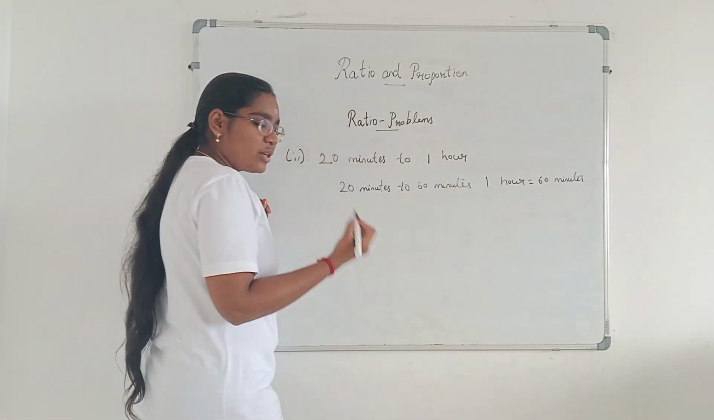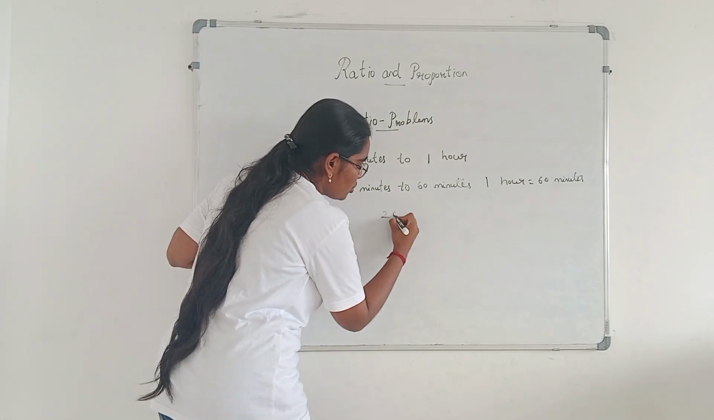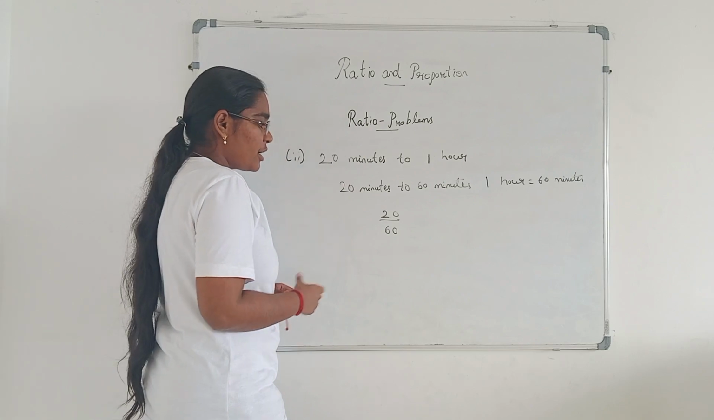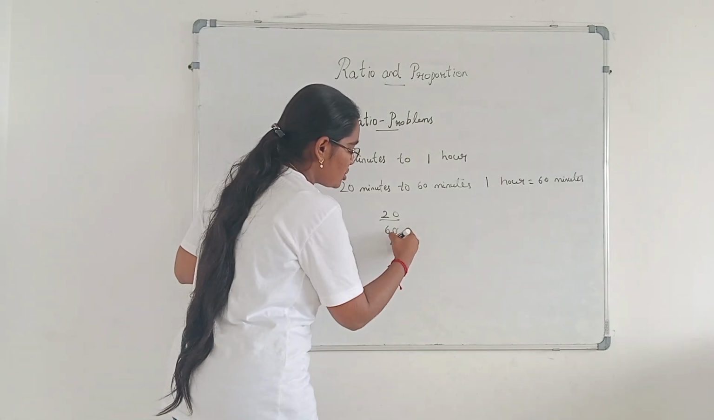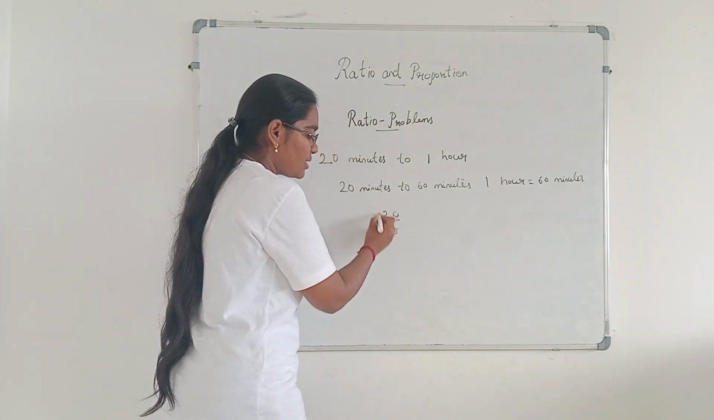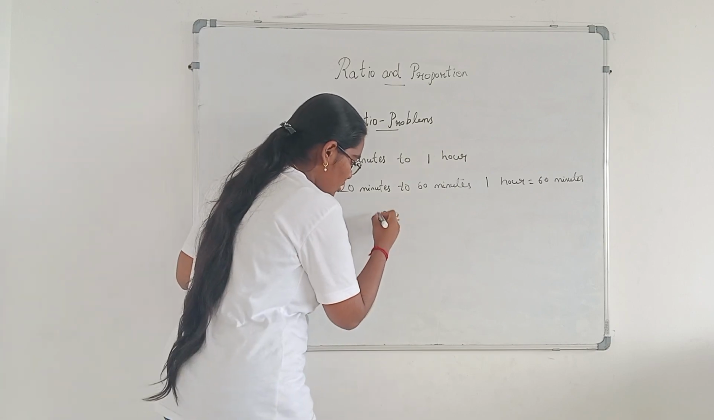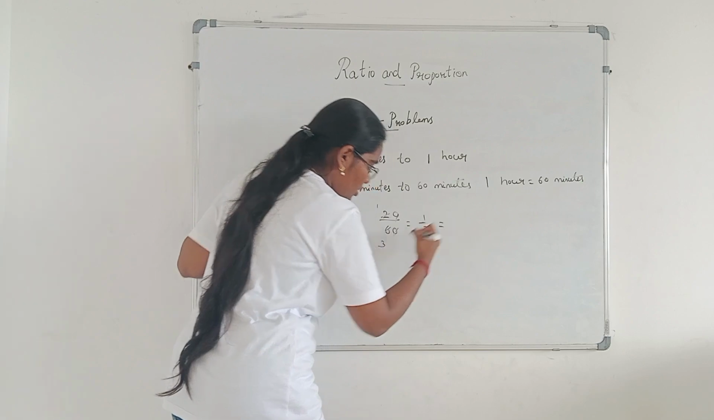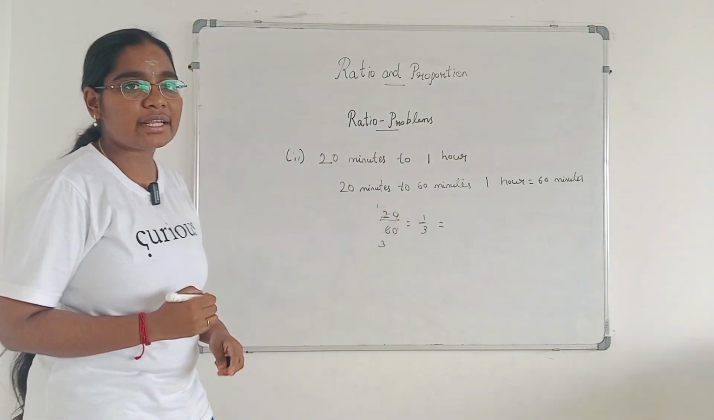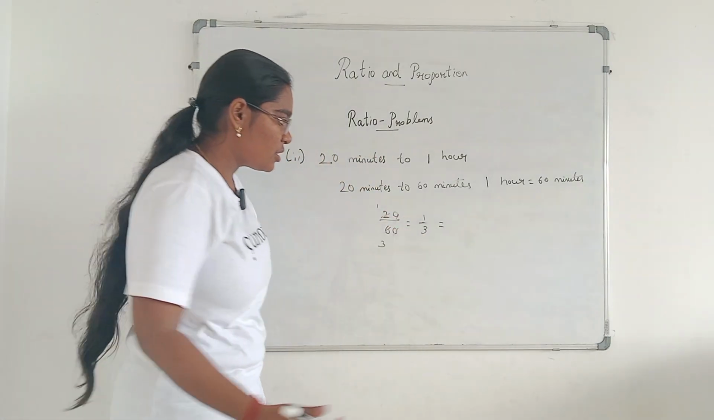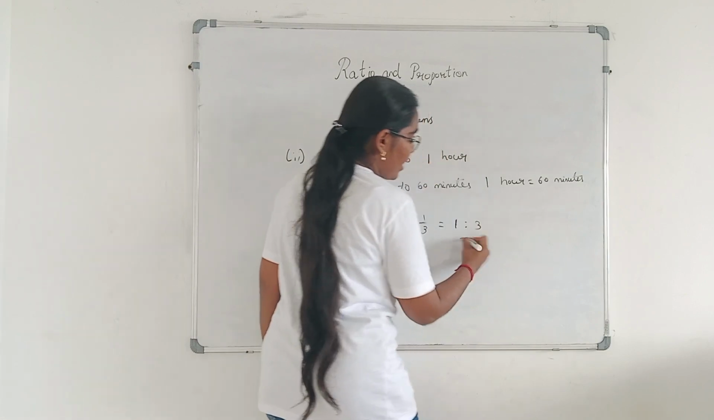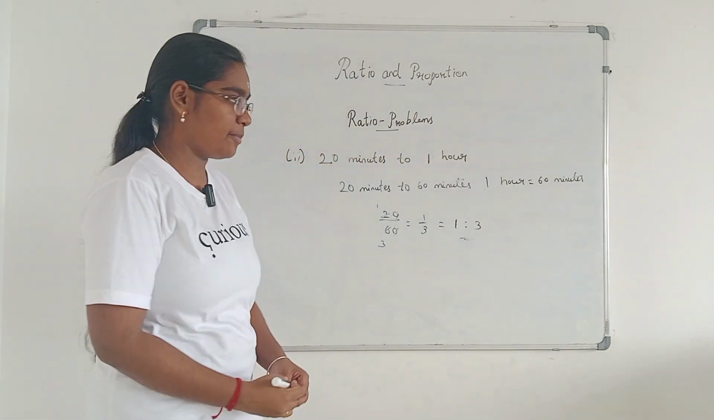The next step is to write this in fraction form. So 20 divided by 60. If you simplify further, the 0 will be cancelled out. These are multiples of 2. So this is 1 time, this is 3 times, 1 by 3. So 1 by 3 is the simplest form. So 1 is to 3 is your final answer.